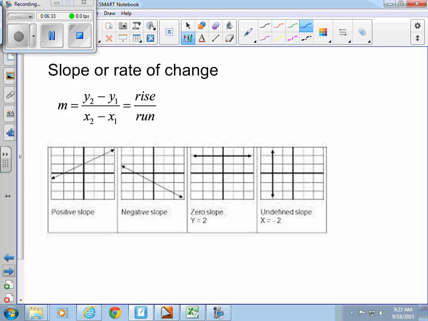Okay, let's talk about slope. Slope is rise over run. The formula for slope is y2 minus y1 over x2 minus x1. You need to know that. So if you don't know that, write it down.